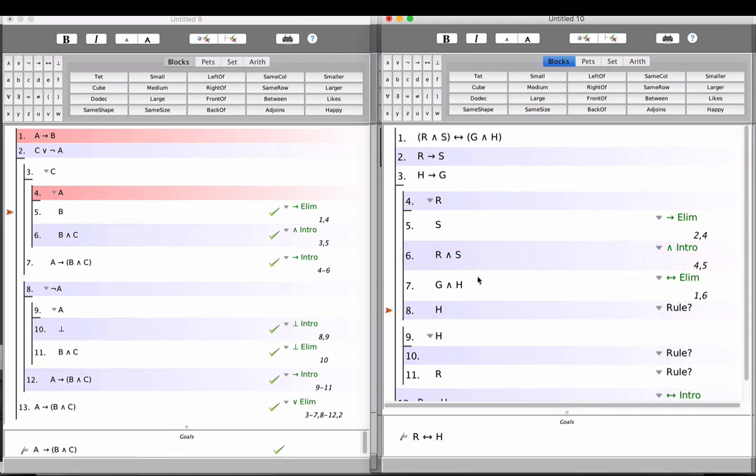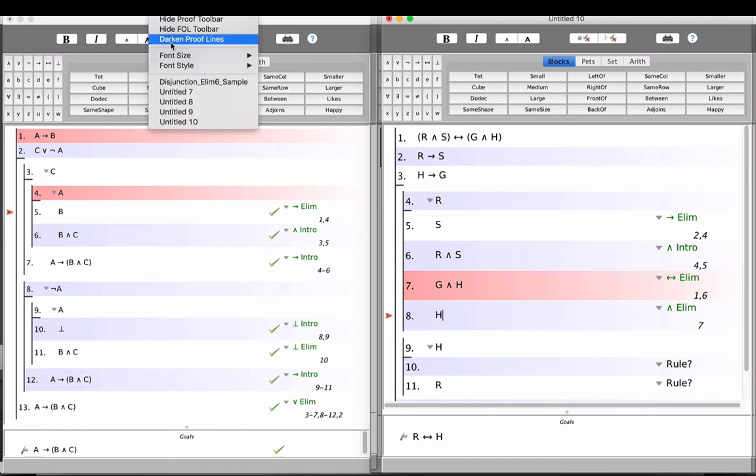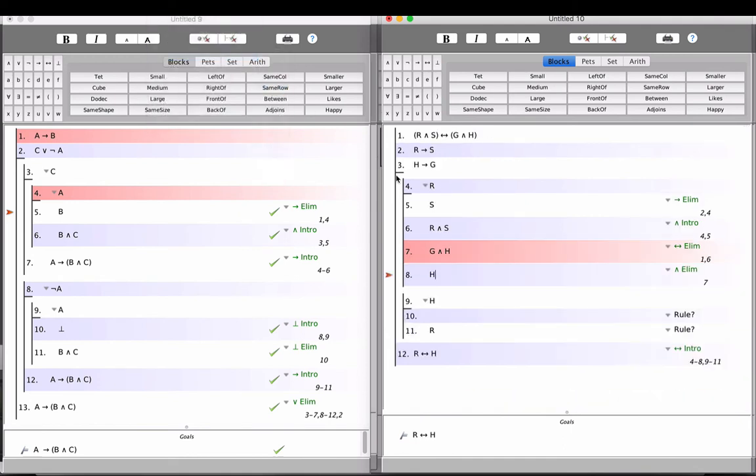And then from line 7, we get H by way of dismantling the conjunction, right? So the conjunction is dismantled by conjunction elimination. We pull H down. Now we're ready to work the second side of our biconditional intro subproof. Let me make the font size a bit smaller so that we can see everything on a single screen.